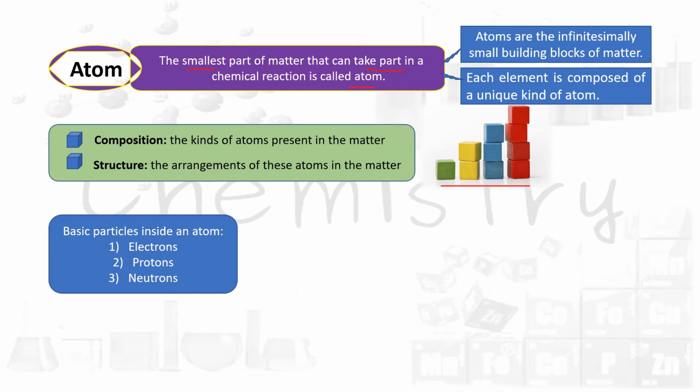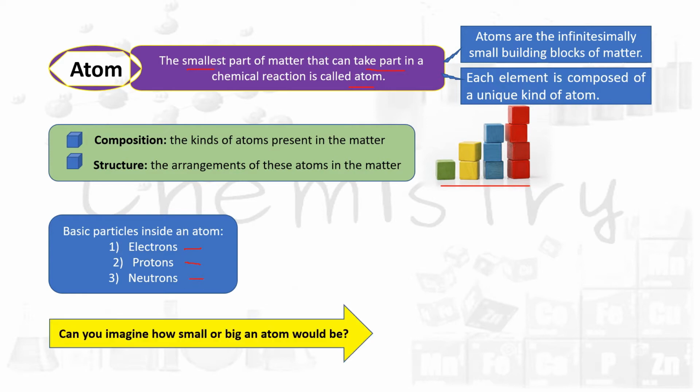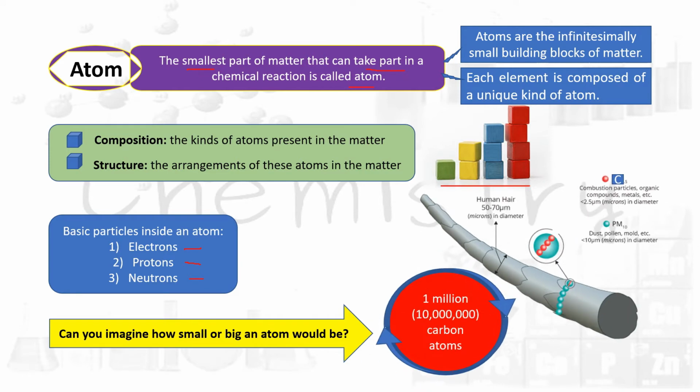It was initially believed that the atom is indivisible. But the modern world is familiar with the subatomic particles. Subatomic particles are the entities inside the atom. Well-known subatomic particles are electron, proton, and neutron. Can you imagine how small or big an atom would be? Atoms are unbelievably small. To put it in perspective, 1 million carbon atoms can be arranged across the width of a human hair.